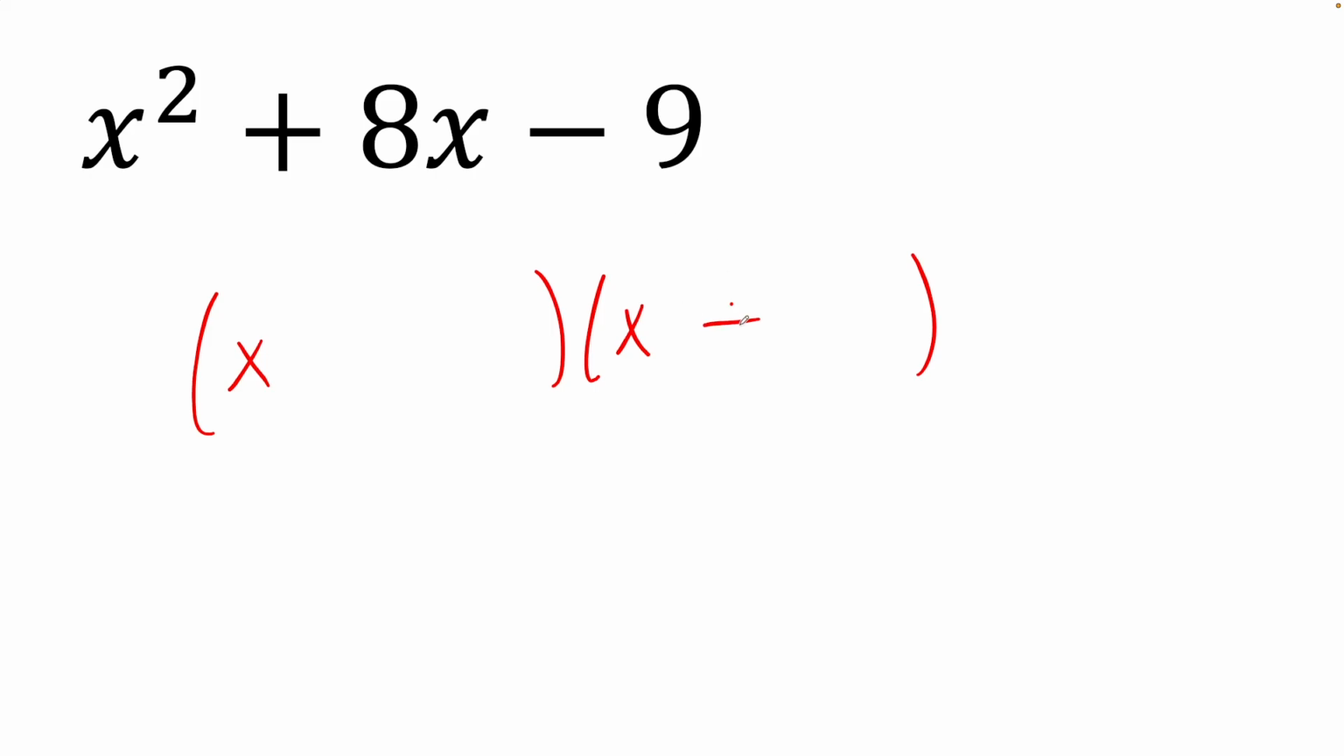Well, we could do a positive 9 and a negative 1. Why? Because negative 1 times 9 is negative 9. Negative 1 plus 9 is positive 8. So it works, and so we can put a little check mark.